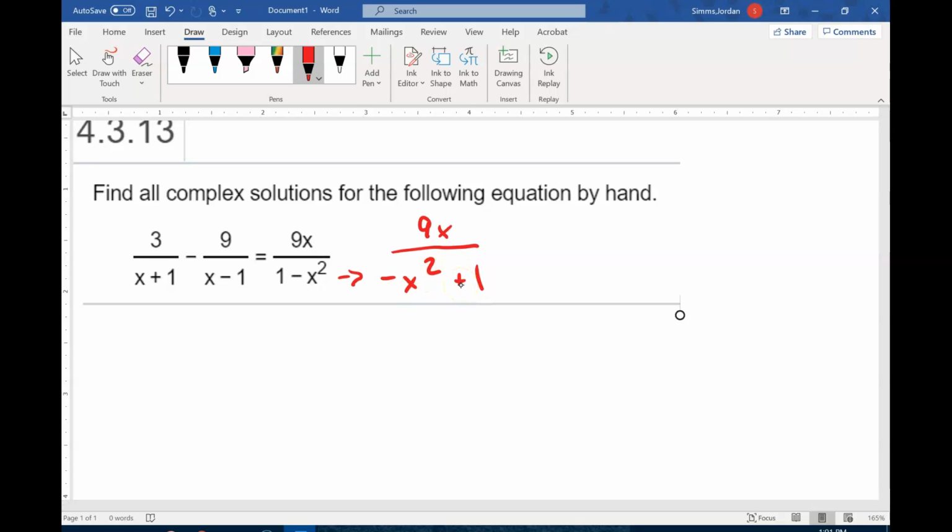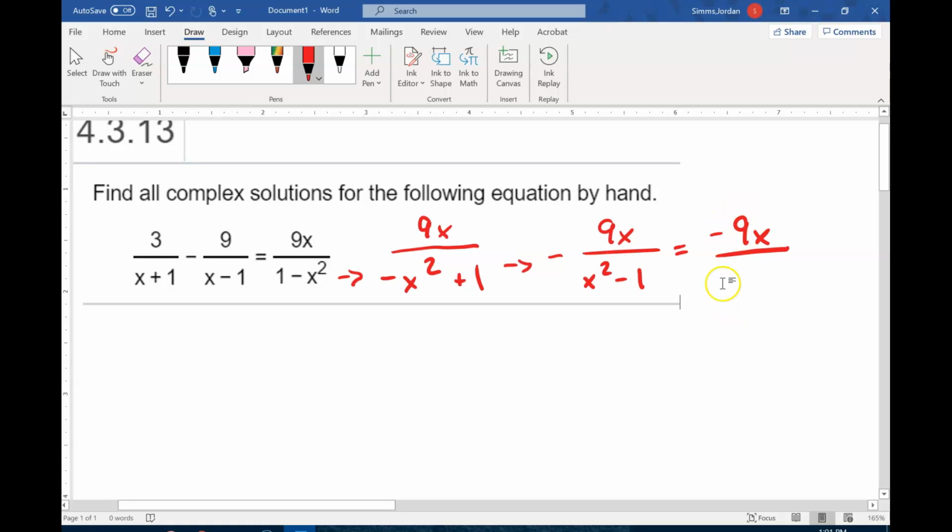So what we have to do is factor out the negative here. I'll leave the 9x up there. This is going to be negative x squared minus 1. So what I've really done is factor out negative 1 from the denominator, and that negative just comes up. The whole thing now becomes negative, right? Now this is going to be negative 9x. I can really think of this as either the numerator or denominator being negative.